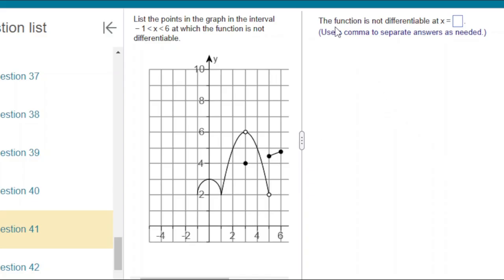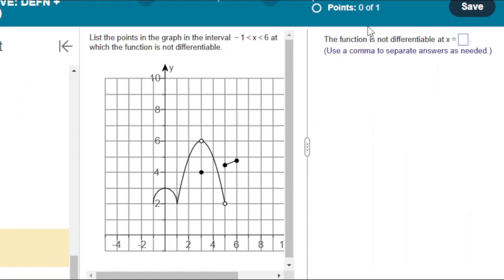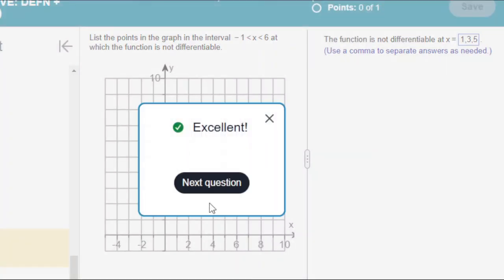So how do we write this one out? The function is not differentiable at, and it says use a comma to separate answers as needed. So it was 1, 3, and 5. Those were the places where it was not differentiable. Let's check our answer. And there we go.